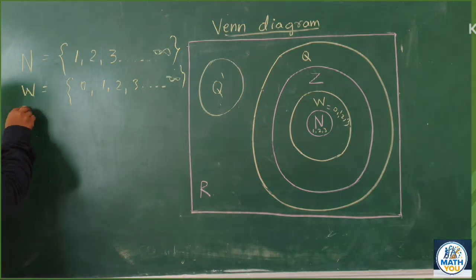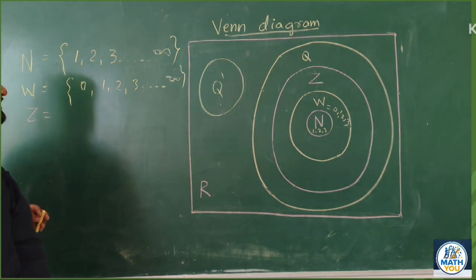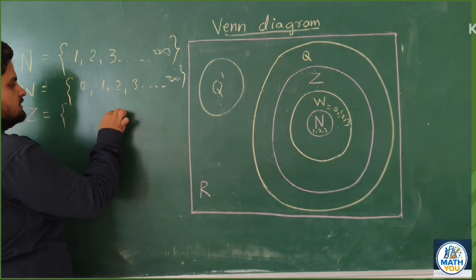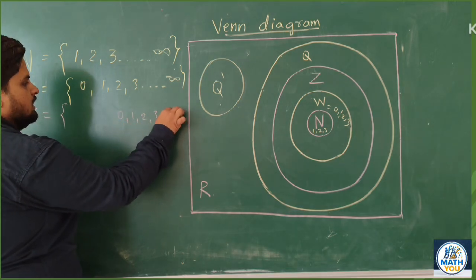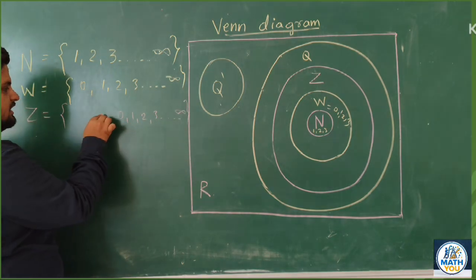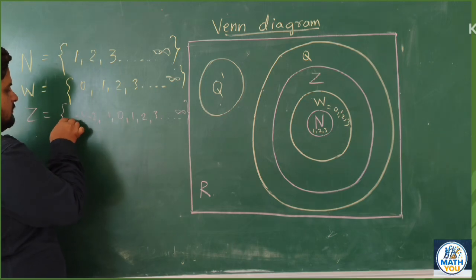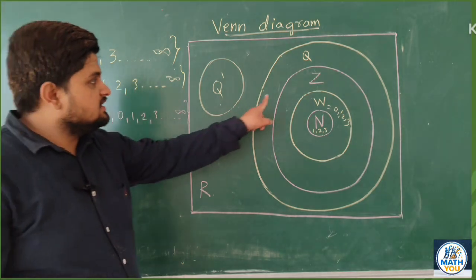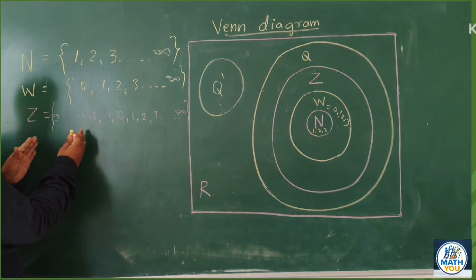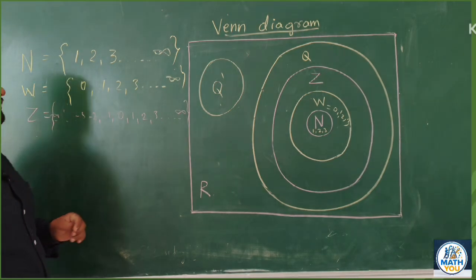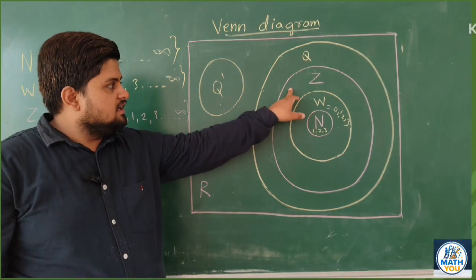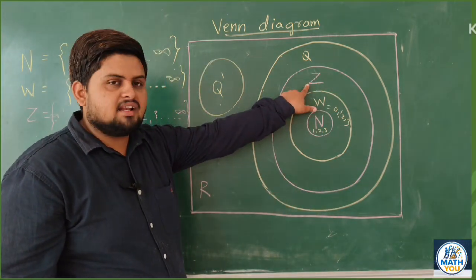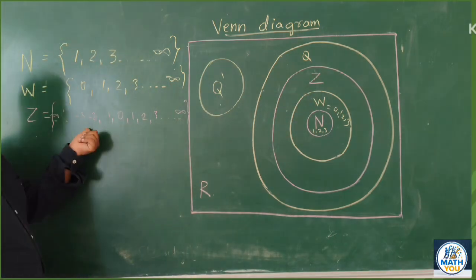Then comes the set of integers, represented by the letter Z. They are whole numbers along with negative numbers, that is 0, 1, 2, 3 up to infinity, and towards this side we have -1, -2, -3 up to infinity. So this bigger circle, which is represented by the letter Z, is the set of integers.